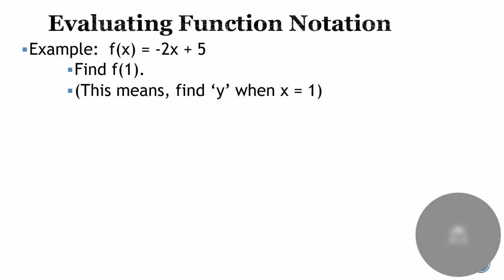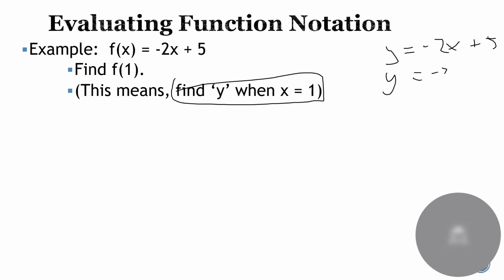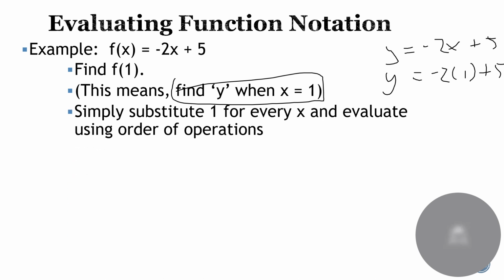So most of you, if I were to give you this, y is equal to negative 2x plus 5, and I were to tell you find y when x is equal to 1, you would not have any problem with that. You would not have problems with the directions, but when you're getting used to the new notation, you do need to get used to the way problems are phrased and how you might see that question. Simply substitute 1 for every x and then evaluate using order of operations.